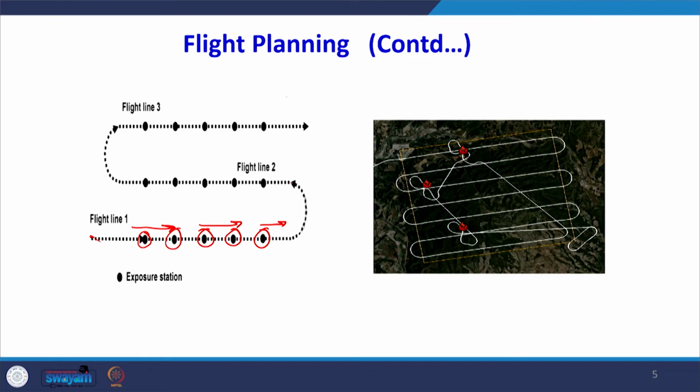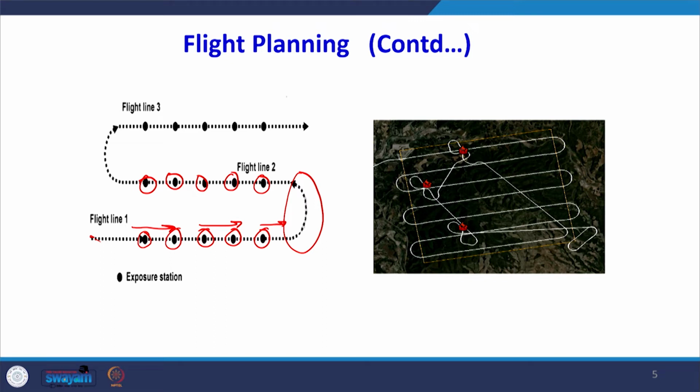takes a turn. It is a semicircular kind of turn, which is outside my study area, and when it enters my study area again, it will take 5 images once again to cover the second flight line. So, I know that there are 3 flight lines in my area according to this figure, and there are 5 photographs in each flight line. So, I have a total of 15 photographs which are to be analyzed for mapping purposes.